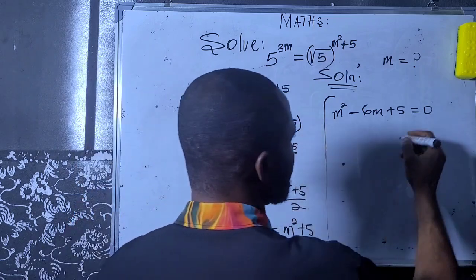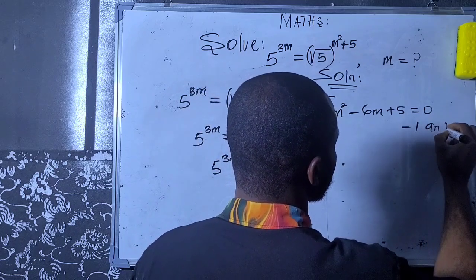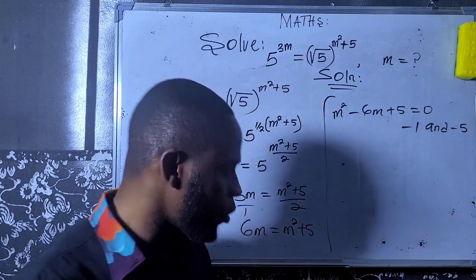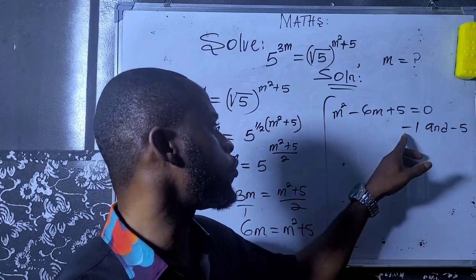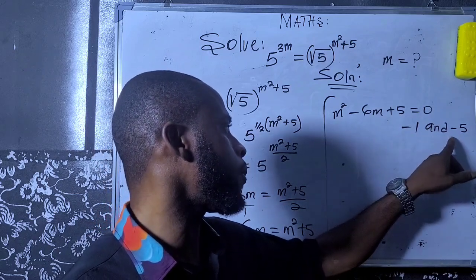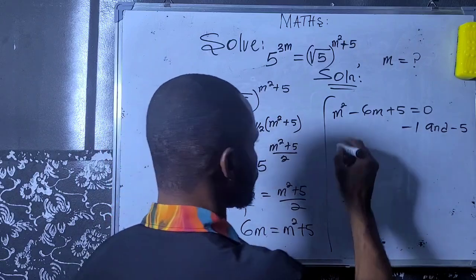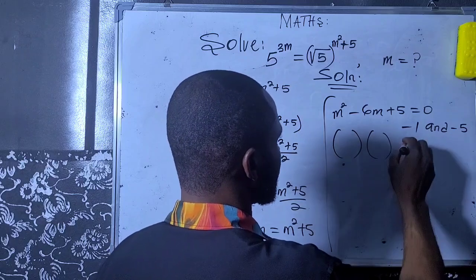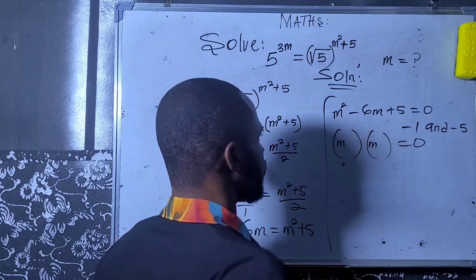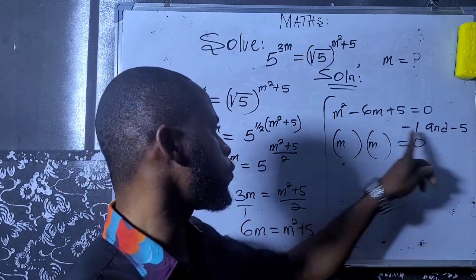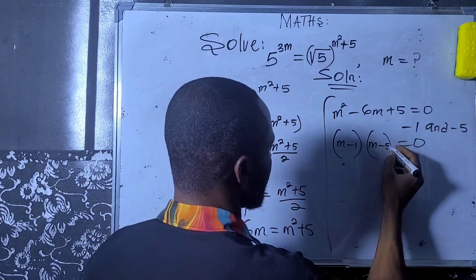So let these factors be minus 1 and minus 5. If you multiply minus 1 times minus 5, you get plus 5 exactly. Then if you add up minus 1 plus minus 5, you get minus 6 exactly. Therefore, open two brackets like this, equate it to 0. This is m squared. Insert one m here and insert another one here. Then introduce each of these factors into each bracket. Here you can put minus 1, and here minus 5.